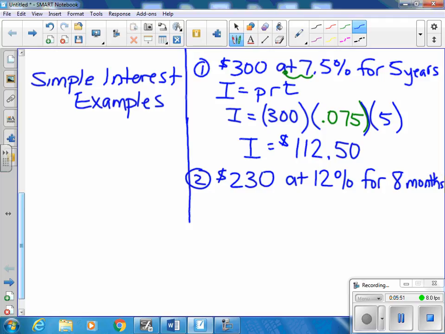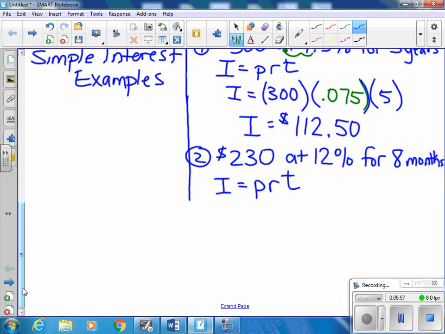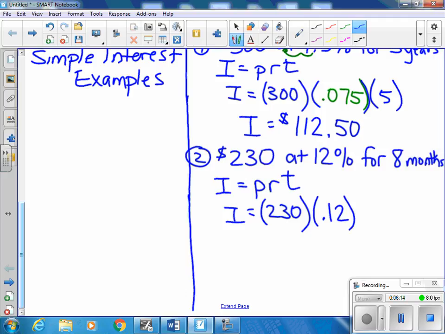All right, so we're using our formula I equals PRT. Once again, the I is what we're missing. Principal is your beginning amount, or what you borrowed. So in this case, it'd be the $230. The rate would be the percentage turned to a decimal, so 12% would be 0.12. Okay? And then you can't stick 8 in there because 8 would represent 8 years. So we've got to figure out what part of a year is 8 months.